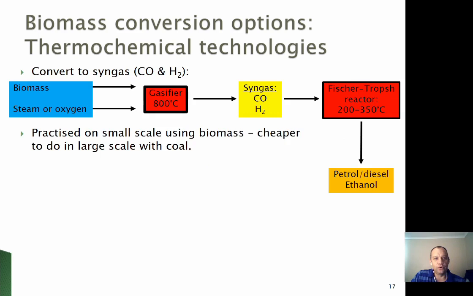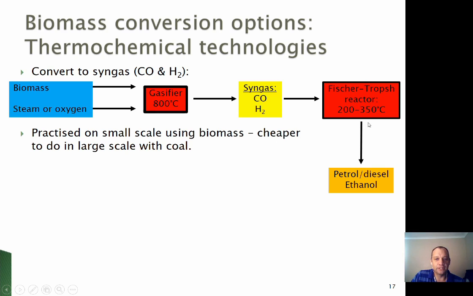For the gasification technology, as we said, the goal here is to produce syngas and then use that syngas to produce a conventional fuel. So biomass with steam or oxygen is put into a gasifier, and this is, as we said, very high temperature, 800 degrees Celsius. Under those conditions, we get production of a syngas, which is carbon monoxide and hydrogen. And then Fischer-Tropsch process can be used. Again, high temperatures are used to produce a fuel of interest.